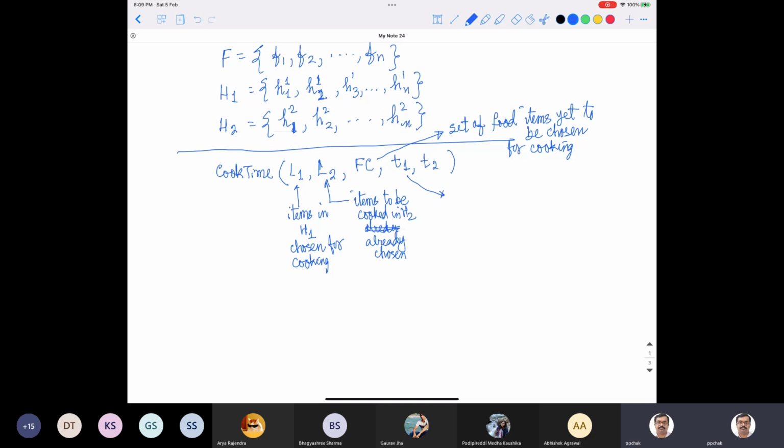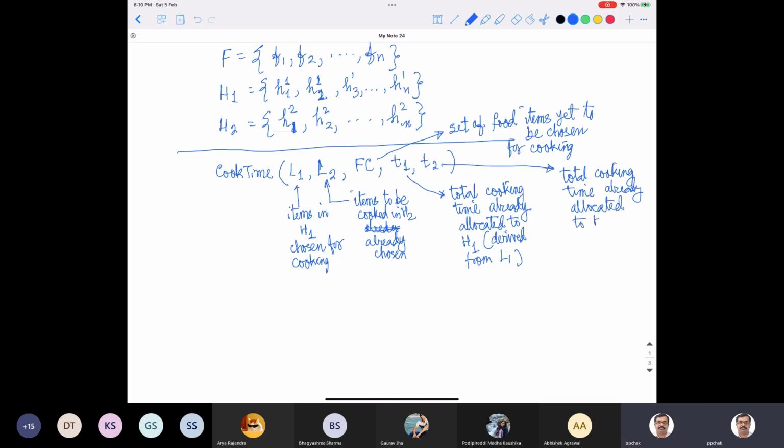So this is total cooking time already allocated to H1, which is derived from the elements of L1. This one is the total cooking time already allocated to H2, derived from L2. Is it clear to everybody what we are doing? Anybody confused?